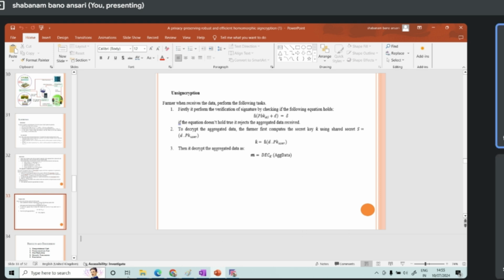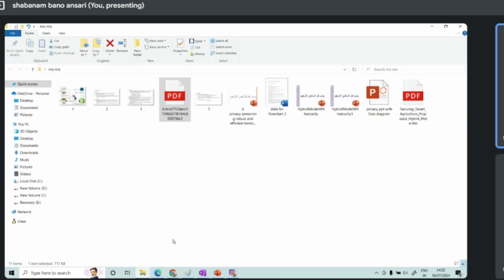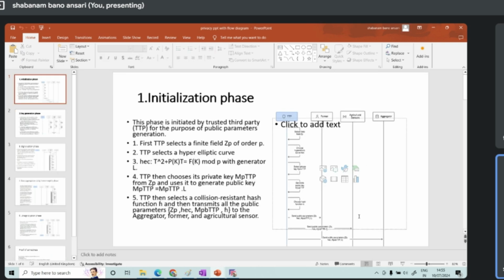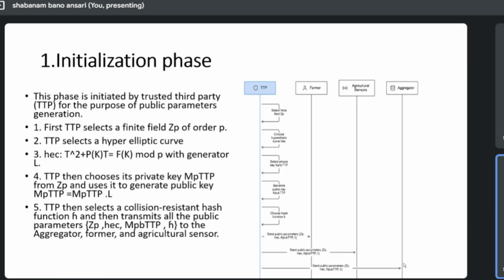For generating the flowchart, will you use ChatGPT? Yes, you will use ChatGPT, because it is very lengthy. It cannot be done manually; I don't have time and you also don't have time. I used a generative AI tool to generate it.